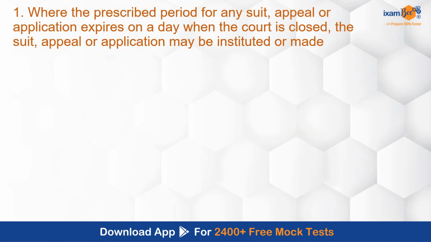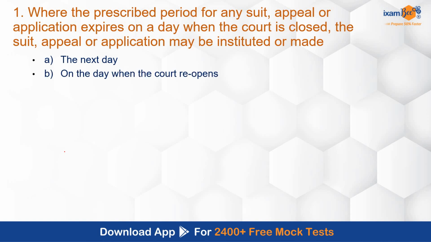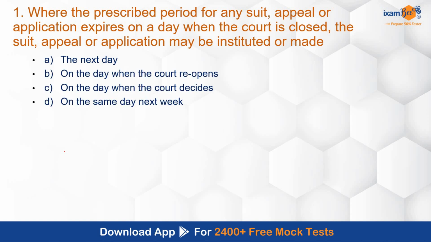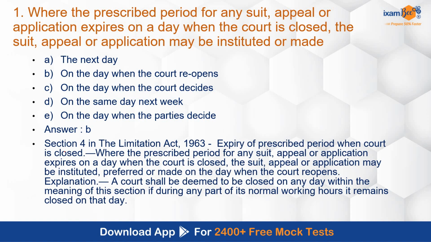Starting with the first question, where the prescribed period for any suit, appeal or application expires on a day when the court is closed. The suit, appeal or application may be instituted or made the next day, on the day when the court reopens, on the day when the court decides, on the same day next week, on the day when the parties decide. Correct answer is B, on the day when the court reopens. This is given under section number 4 of the Limitation Act, expiry of prescribed period when the court is closed.